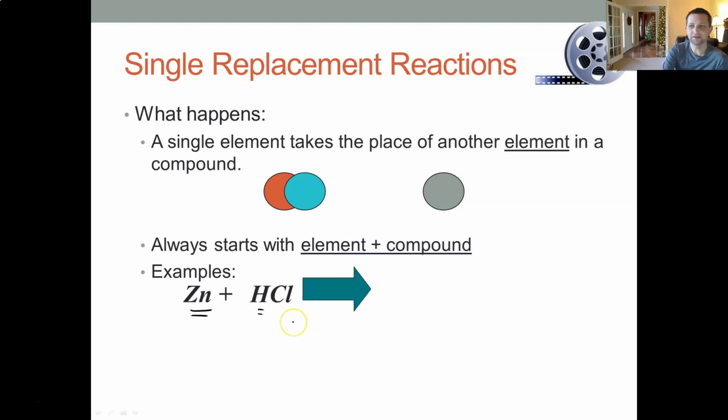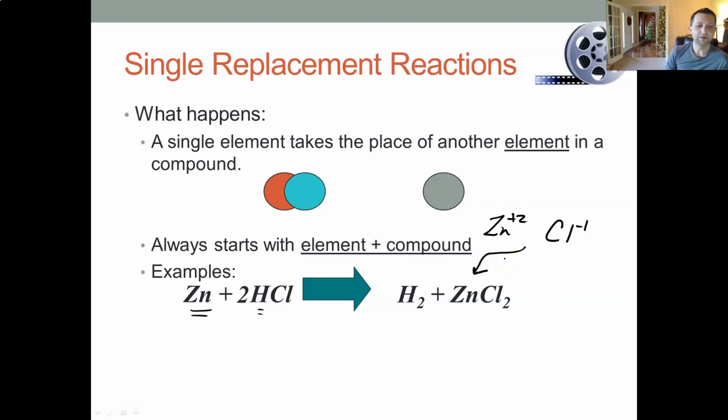Okay, so let's take a look at what happens here. The hydrogen ends up by itself. When it's by itself, it's diatomic, H2. And then you make ZnCl2. You're wondering, why is it ZnCl2? It's because zinc is Zn with a +2 charge, and chloride is Cl with a -1 charge. So you have to put those together to make ZnCl2. We balance it by putting a 2 in front of HCl.